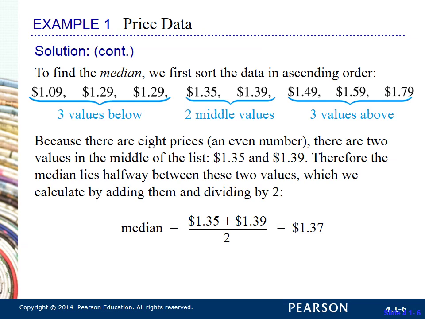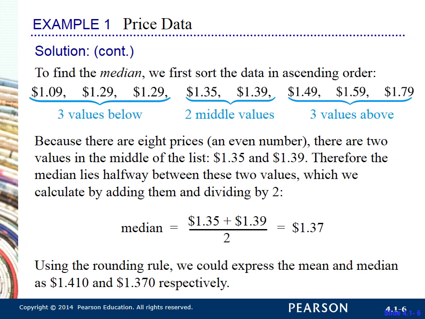Now, on your calculator, if you just hit your little down arrow button right above the clear, and you scroll down, you'll find something that says MED. Should say 1.37, because that's the median of this data. So using our rounding rule, we could express the mean and median as 1.410 or 1.370 if I needed that extra degree of precision.